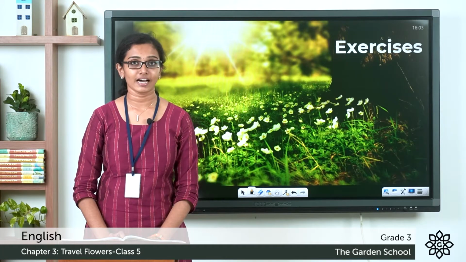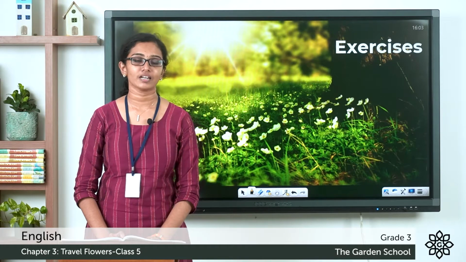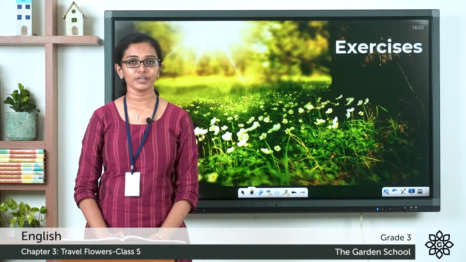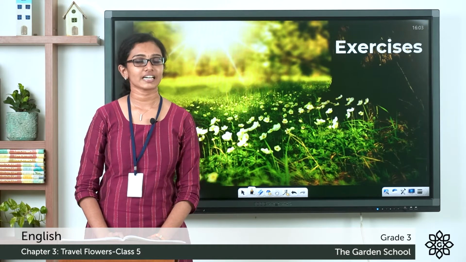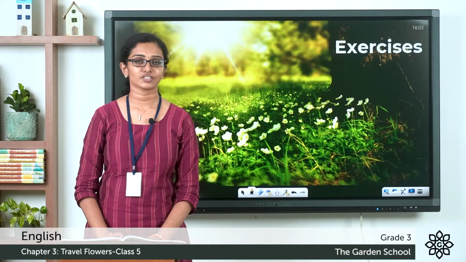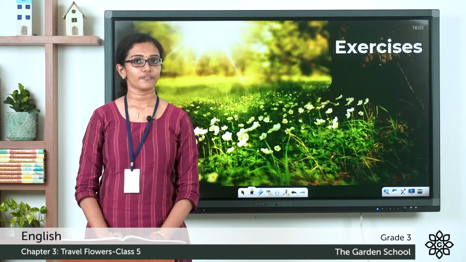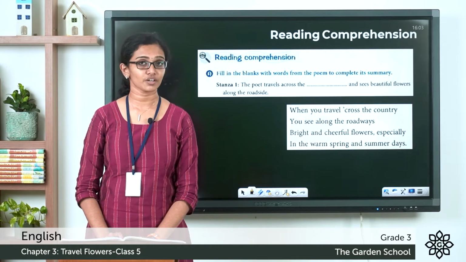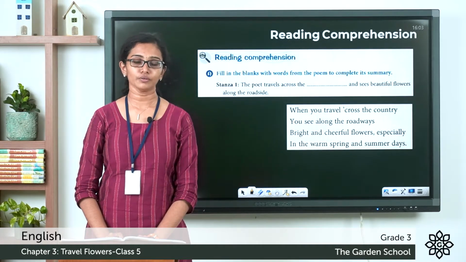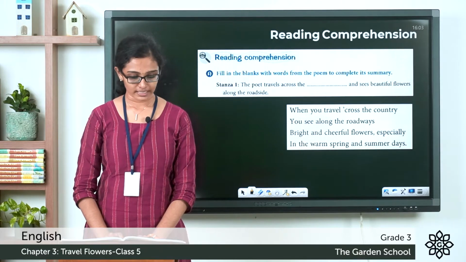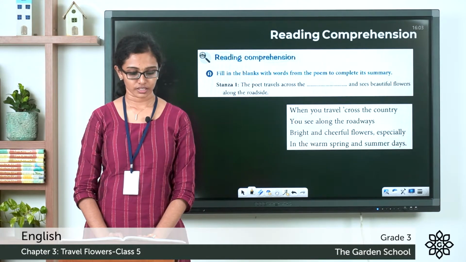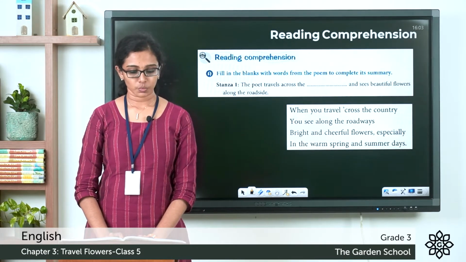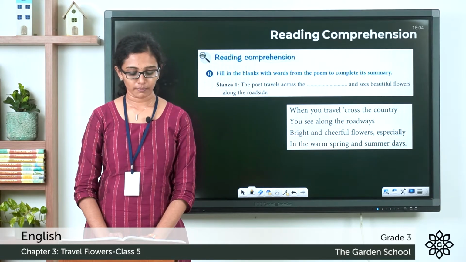So in the last class, we learned the poem Travel Flowers by Marilyn Lord. In this class, we'll see the exercises associated with this chapter. So let's see the first one. In page number 46, I suggest you please take your textbook and notebook with you. The first question, reading comprehension. Fill in the blanks with words from the poem to complete its summary.